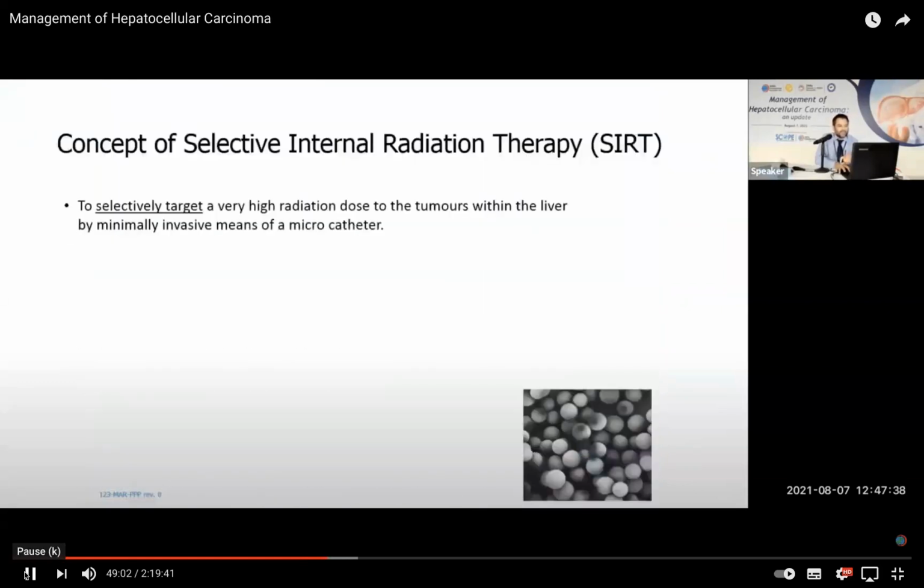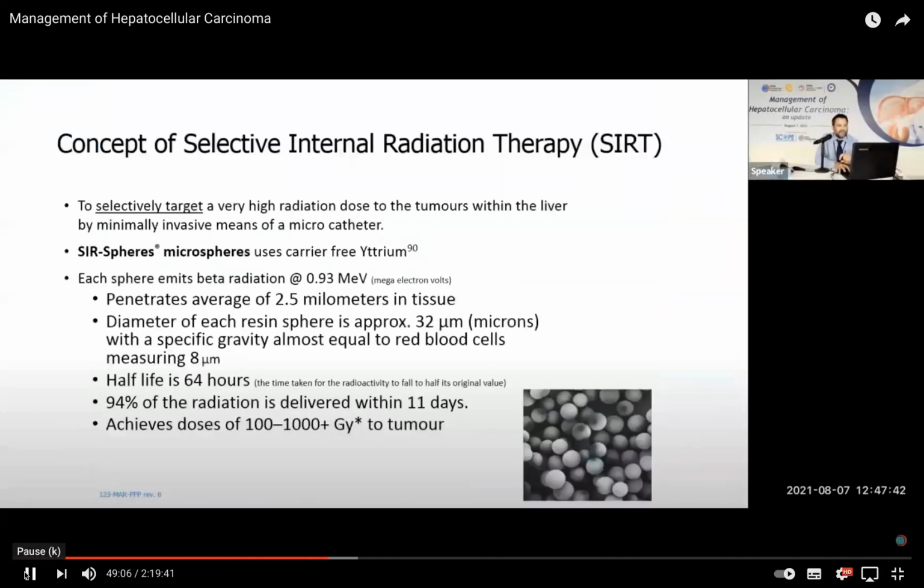So the concept of SIRT is to selectively target a very high radiation dose to the tumors within the liver by minimally invasive means of a microcatheter. These are actually very small in size, 32 microns. The smallest embolic agent we have in our conventional interventional radiology suite is around 50 to 150, and we sometimes use that in prostate embolization. So this is actually smaller than the conventional embolic agents that we have.